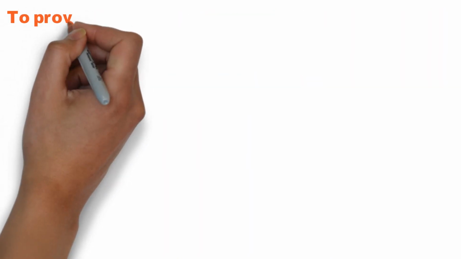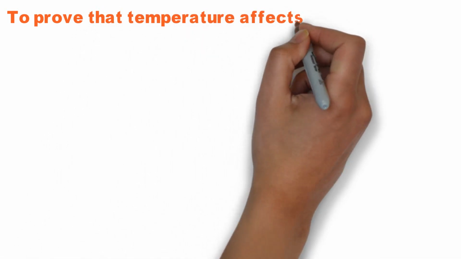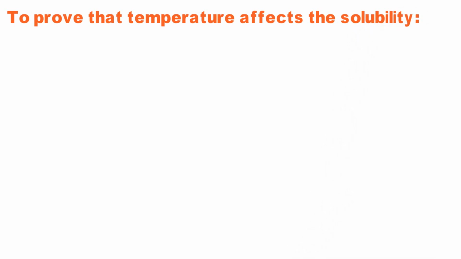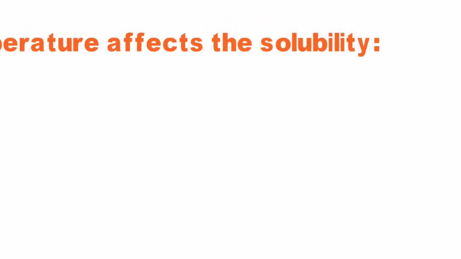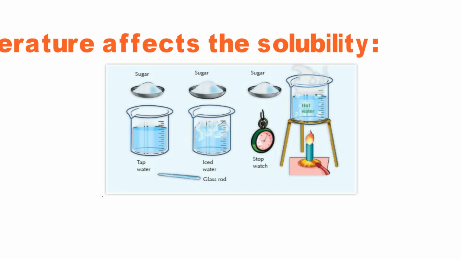Going to the second factor. The second factor is the temperature. To prove that the temperature affects the solubility, we should do this activity. First, we need water. Water comes from the tap, and the same amount of iced water, and another amount of hot water, and 3 similar quantities of sugar, with the glass rod and the stopwatch.